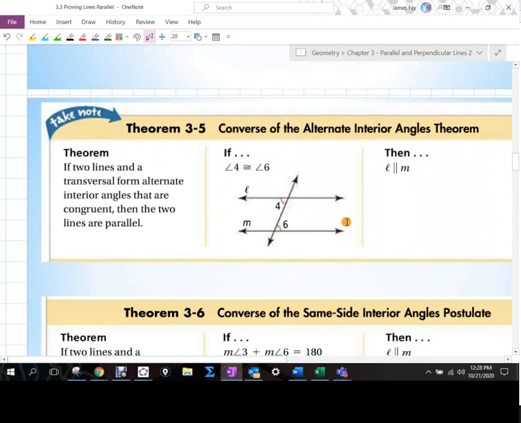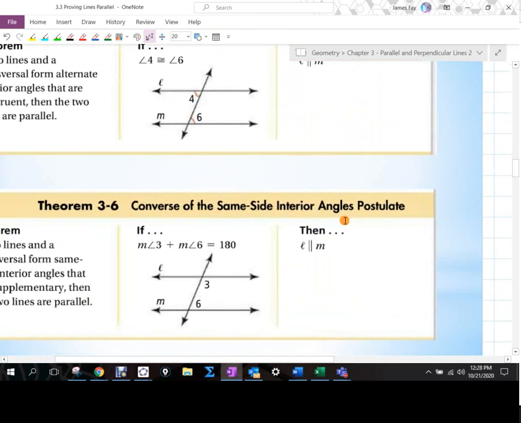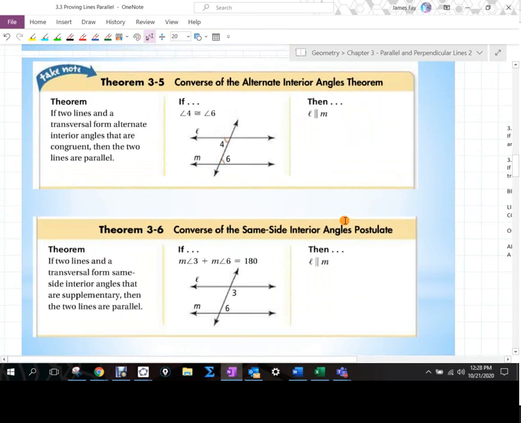All right, the rest of this simply talks about if we have alternate interior angles. In this case, I'm able to show angle 4 and angle 6 are congruent. That's going to lead me to line L and line M being parallel.